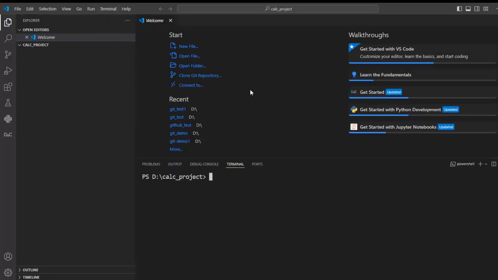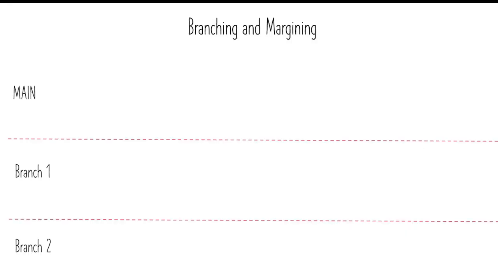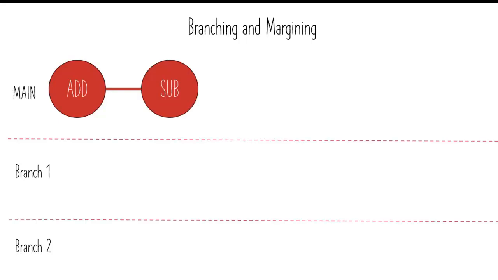Now let's initialize a new Git repository. To initialize a new Git repository, we have to write the git init command. You can see initialized empty Git repository at this particular location. And as you know, .git is our local repository. So as we discussed, our main project is on the master branch or main branch. On the master or main branch, we will add the basic features like addition and subtraction.